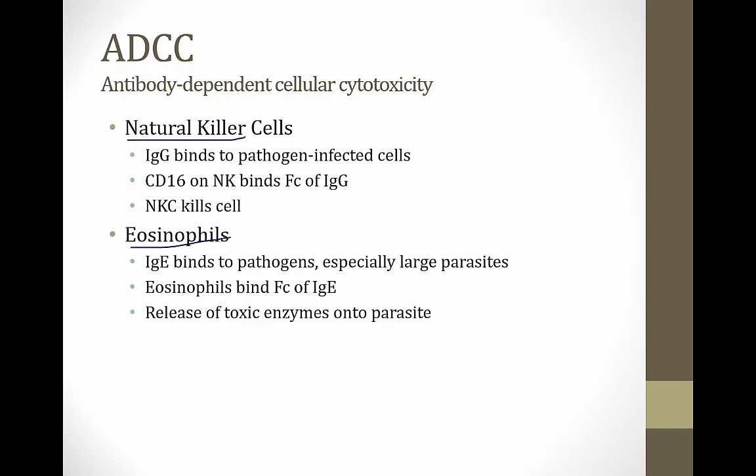In the case of natural killer cells, like I showed you before, IgG binds to pathogen-infected cells. The CD16 molecules on the natural killer cells bind to the Fc portion of IgG, and then the natural killer cell kills the pathogen. In eosinophils, the important antibody is IgE. It binds to pathogens, especially large parasites, and then eosinophils bind the Fc portion of the IgE antibody. Then they release toxic enzymes onto the parasite.